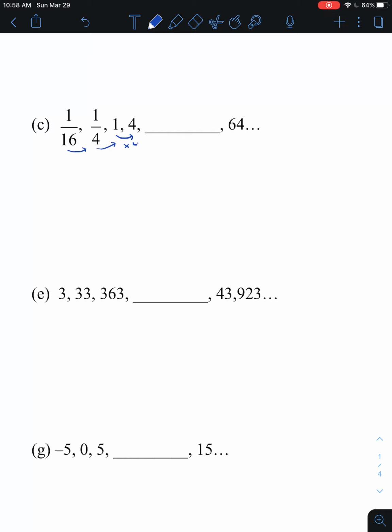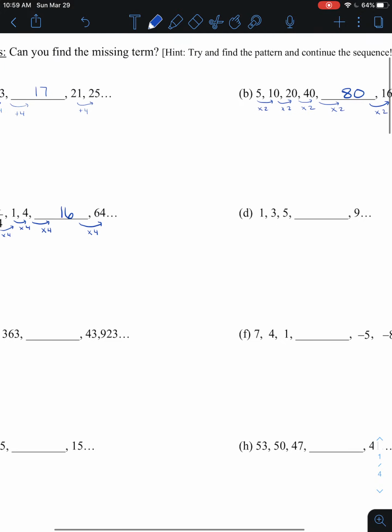So 1 times 4 is 4. So let's go back. Does that work here? Is 1/4 times 4 1? Yes, it is. And what about 1/16 times 4? This one, definitely use your calculator. Type that in and you are going to get 1/4. So now let's continue the pattern. 4 times 4 is 16. And then let's make sure it gets me to 64. 16 times 4, you are going to get 64.